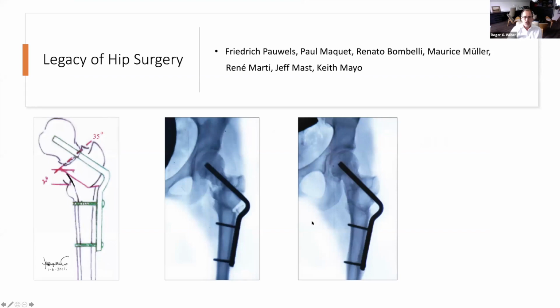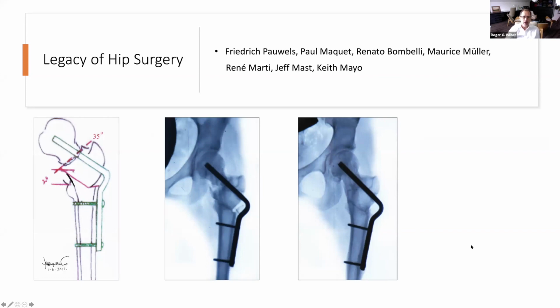There's a really long legacy of hip surgery, and I think that unless you're the best hip surgeon in the world, the best trauma surgeon in the world, you're going to have to deal with femoral neck nonunions. The reported literature is upwards of 10 to 20% with open reduction internal fixation of femoral neck fractures. So if you're a trauma surgeon, you're going to have to deal with this.